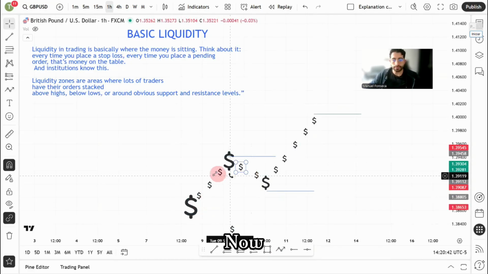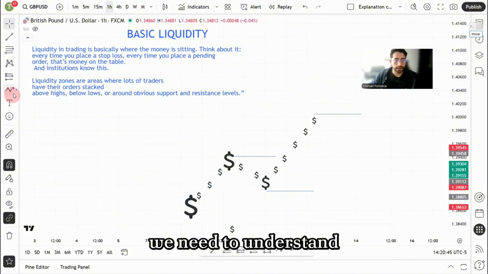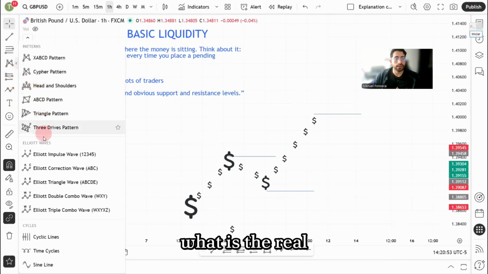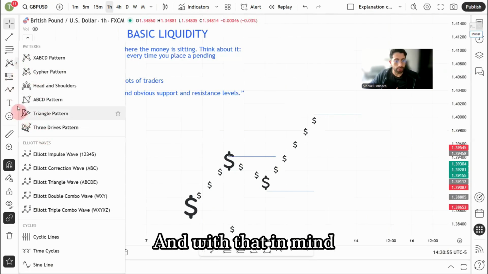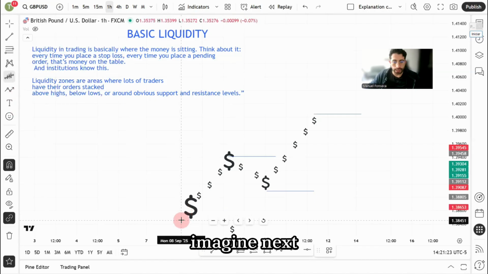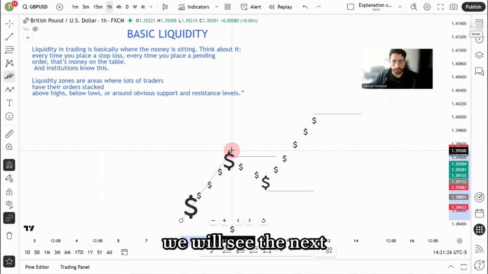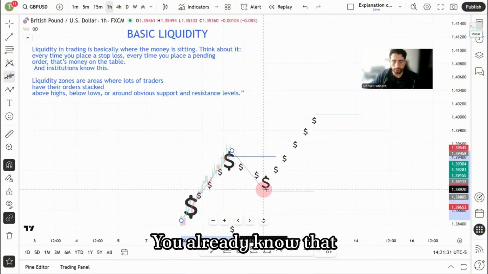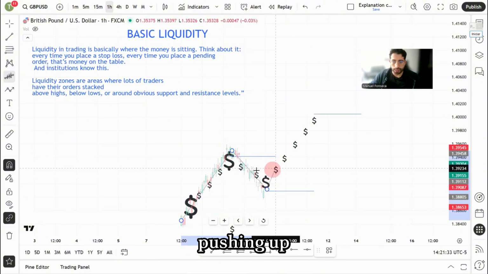Okay, now we need to understand that in this type of situations, we as retail traders need to understand what is the real market direction. And with that in mind, it means that we will be able to execute, let's say, the most accurate orders possible that we can. So imagine the next. In the market, we will see the next, all the candles, and all the candles represent money. You already know that, right? Then the price keep pushing up, right?